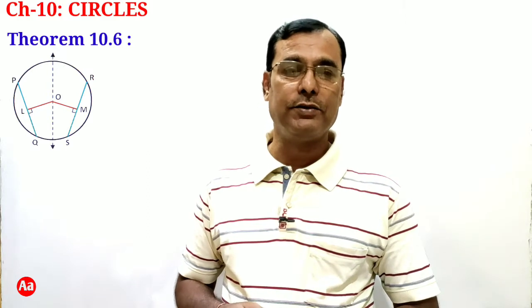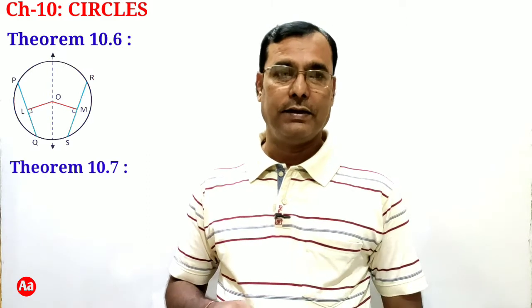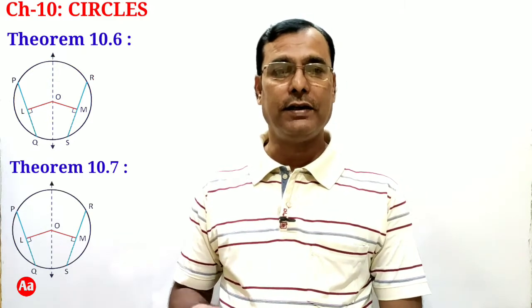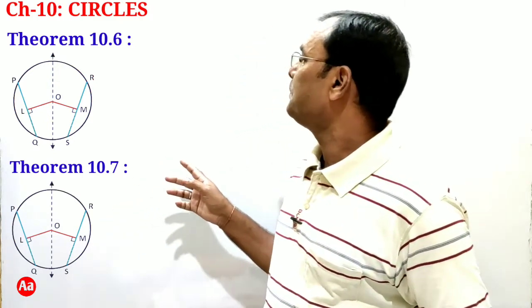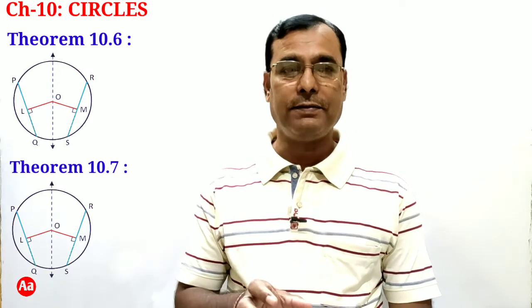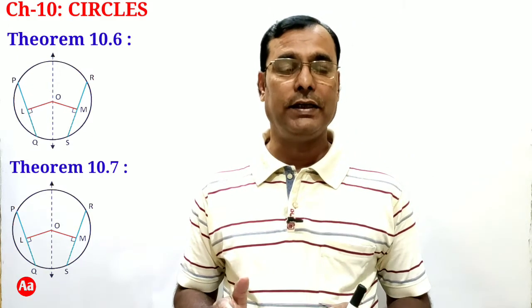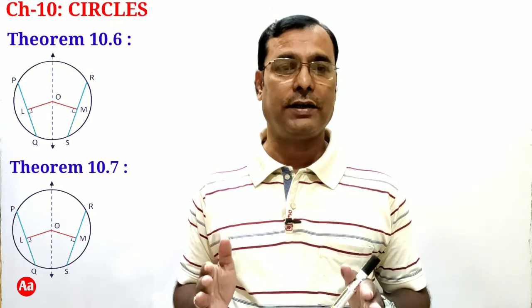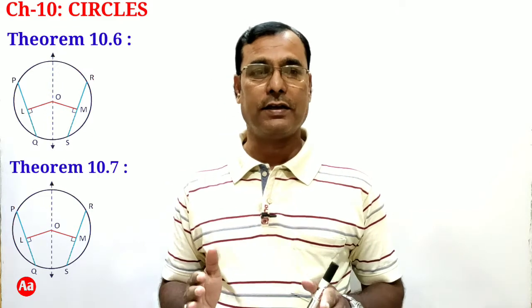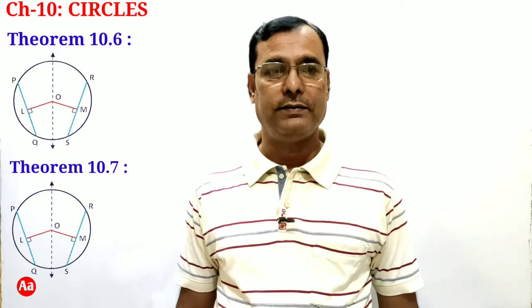It is given in theorem 10.7. Chords equidistant from the center of a circle are equal in length. So when distances of two chords from the center of a circle are equal, then lengths of the chords are equal, that is, equidistant chords of a circle are equal.